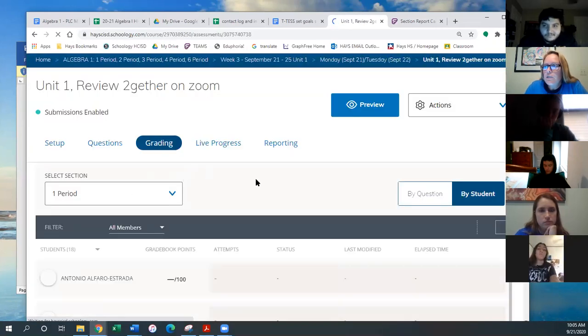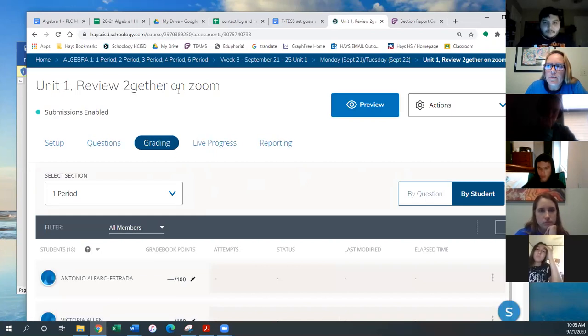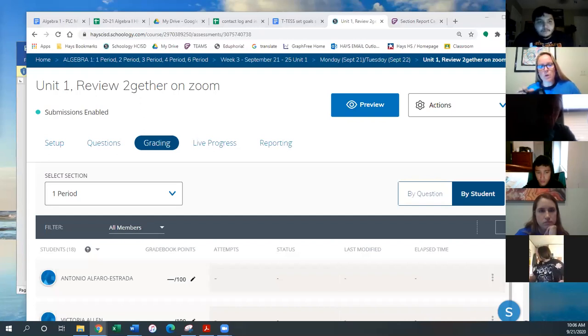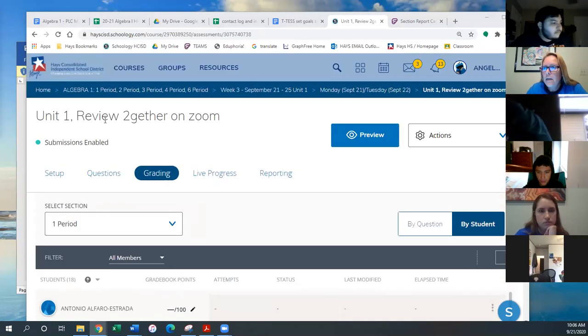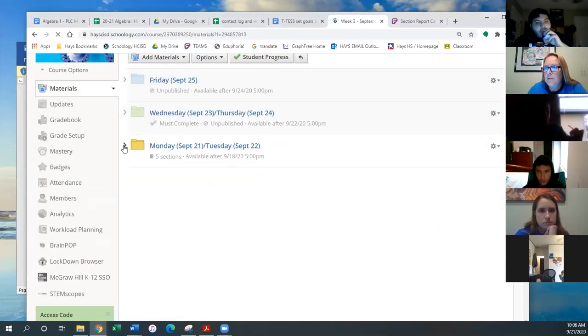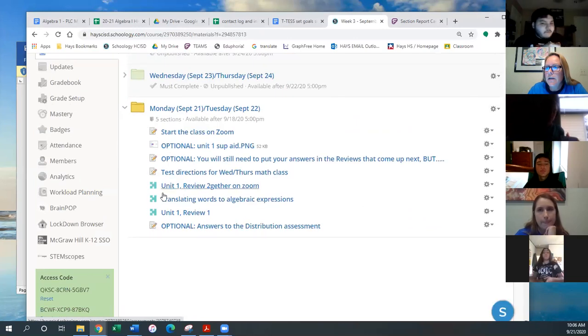So we are gonna do this first one together. It says Unit 1 review together on Zoom. So at this time, please make sure that you have your pencil or pen, whatever you're gonna write with, and your notebook or your paper so that you can copy these down, okay? That's how we show our work. That's how we get to do what we need to do. And again, this is in Monday's assignment. We're going through our list, okay? So we're right here, all the way down here.